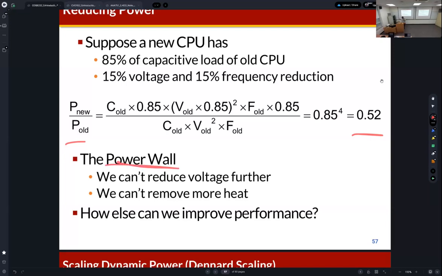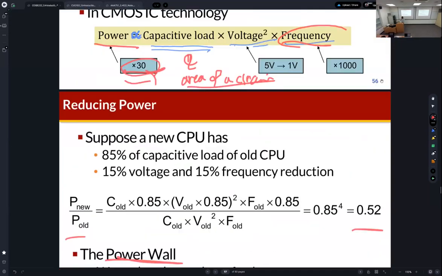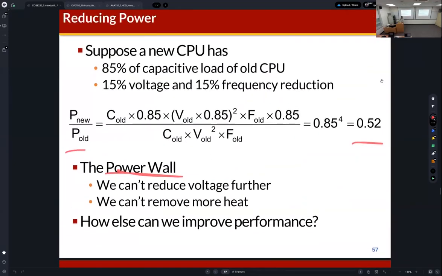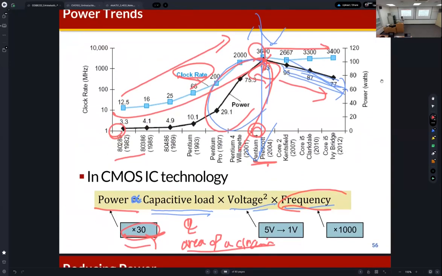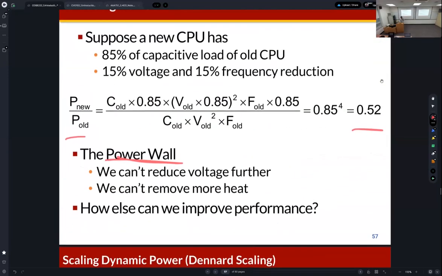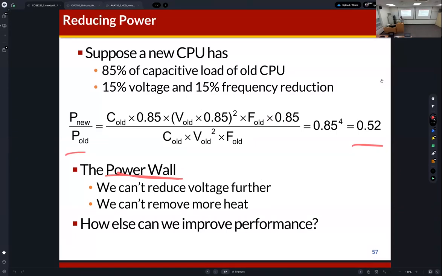Then what is the power wall? I said that power consumption is very critical. I just explained about the power consumption of a CPU, but the power wall represents that we can't. Historically, we learned that the supply voltage has been reduced thanks to the advances in semiconductor technology. But the problem is that we can't reduce voltage further. That's the problem.